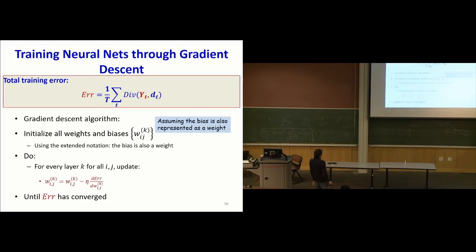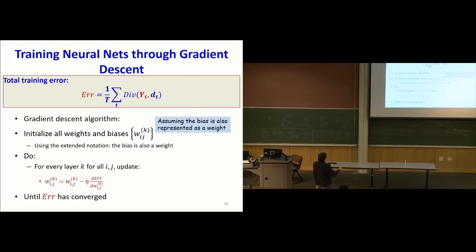So in terms of training neural networks, here's what it's going to look like. You have this error, which is the average divergence over all of your training values. And then you're going to initialize all of your weights and biases. I'm assuming that the bias is also represented as a weight for convenience. So we're going to initialize all of them to some value. And now here's one thing: you don't want to initialize all of your weights to be exactly the same, because that ends up being a stable point. So you want to have these things be different.